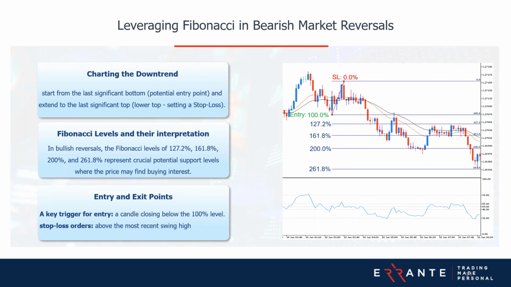So for entry and exit points, a key trigger for entry is a candle closing below the 100% level, which indicates the end of the retracement here. The end of the retracement, you see closing below this critical support level and the potential start of a new downward move. So stop loss orders are set above the most recent swing high somewhere here to minimize losses if the price reverses direction.